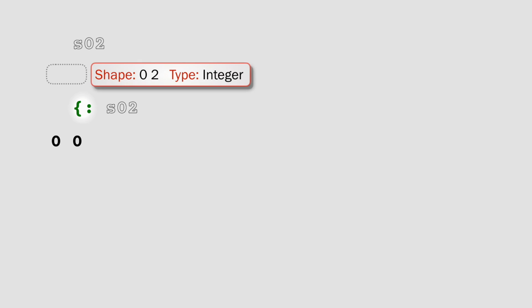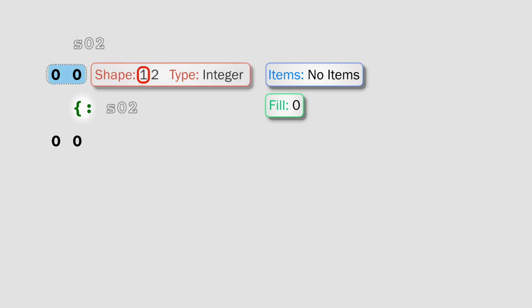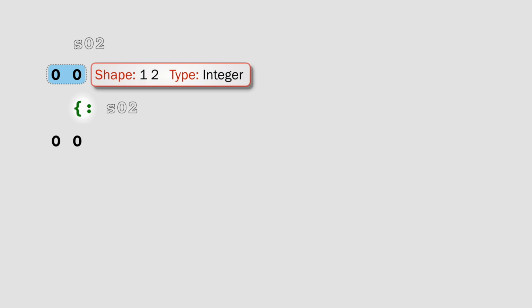Moving on to rank 2, we again have a shape of 0, 2, no items. That means we're going to use a fill, but in this case, the fill will end up with a shape of 1, 2. 2 zeros there. Taking the first item of a one-item list of the 2 zeros, we'll end up with a shape of 2.